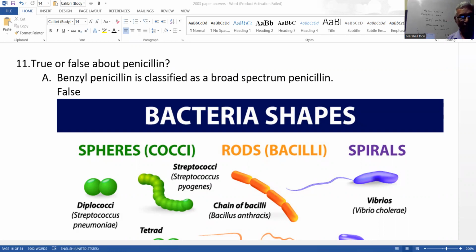Now bacteria are classified on shape. See, these are cocci. These are chain shape. Streptococcus is in chain shape. This is stable. This is actually Streptococcus pneumoniae. This is another chain of bacteria, Streptococcus.